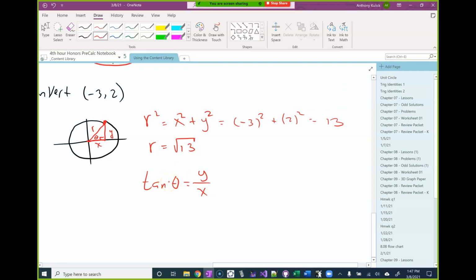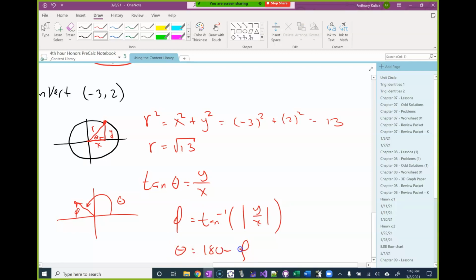So remember when we're finding tangent inverse, we have to be a little bit careful about this, right? So we have to think about where we're at. So negative 3, 2 is over here. So this is the angle that we're searching for. What we're going to find is taking tan inverse of the absolute value of y over x. That's going to give us this angle phi. And then our theta is going to be 180 minus that.